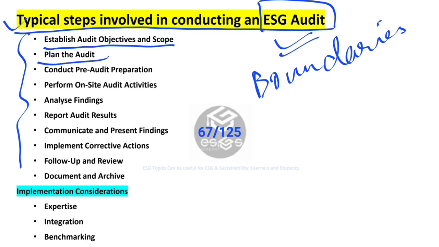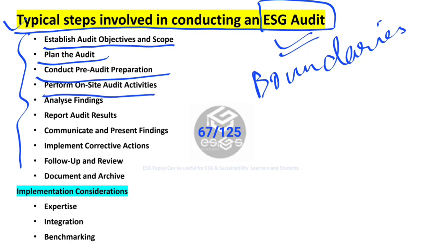Conduct pre-audit preparations. Next step, we need to go for document review, like we need to collect and review relevant documents, policies, procedures, reports and data related to the ESG performance. In the stakeholder engagement, we engage with the key stakeholders to understand their perspectives and expectations regarding ESG practices. Also, we identify the potential ESG risks and issues that may impact the organizational performance and compliance.